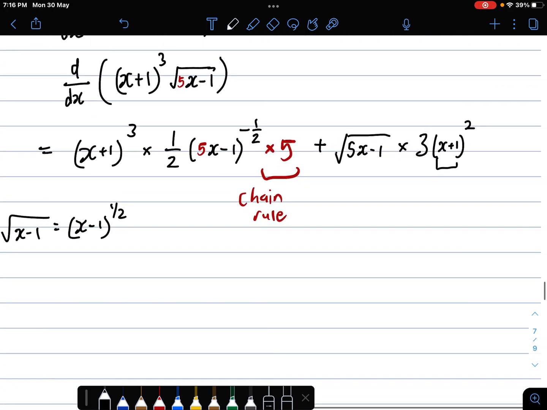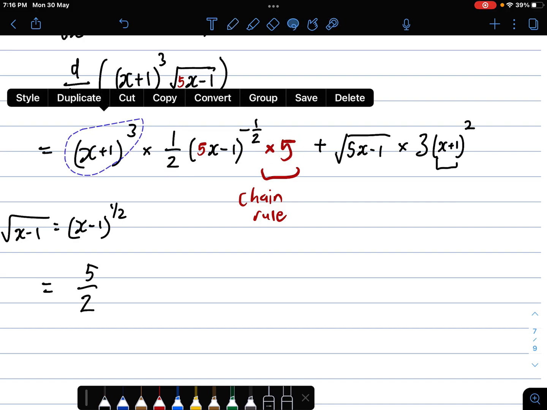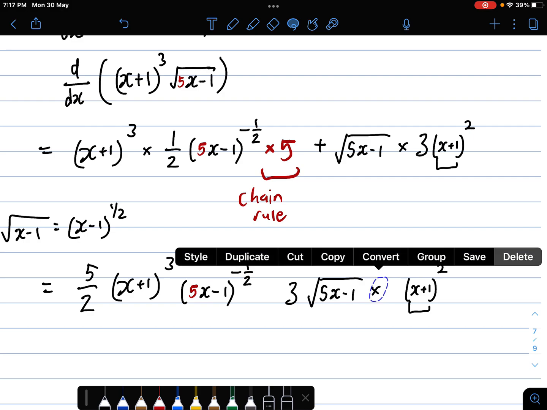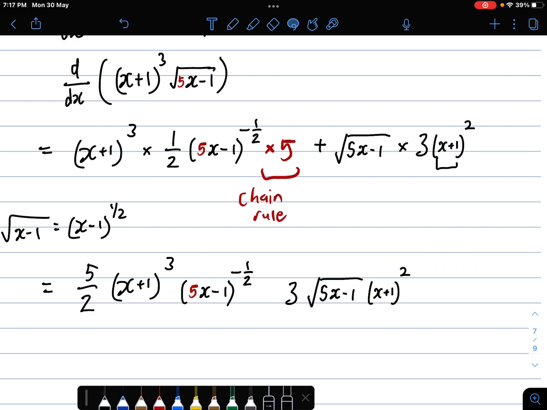So let's clean this up. I see a half and a 5, so I'll get 5 over 2. I can multiply them together, I mean, rearrange it a little bit. So I get (x plus 1) to the power 3 times (5x minus 1) to the power negative half, multiplied by all the others: square root of (5x minus 1) times 3 times (x plus 1) squared. And don't forget a plus sign in between. Notice that there's a negative half power here, and here is a positive half power. Right? Positive half.